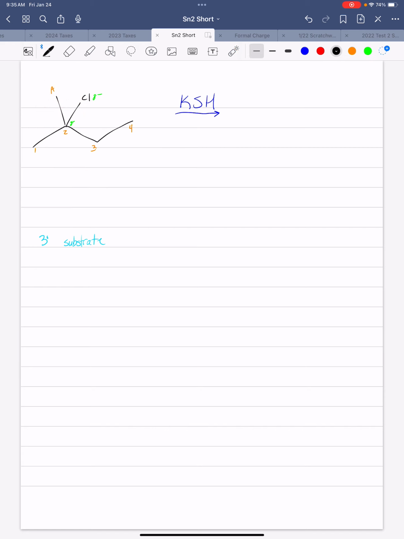So when we have a tertiary substrate in an SN2 scenario, no reaction. We're not going to have a product here.